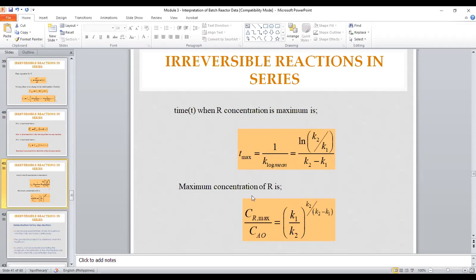Now, what is this maximum concentration of the intermediate? It could be solved using this ratio, or simply transfer CaO here, and you again have a formula that is dependent on the rate constants. Okay? That is the time when the intermediate is maximum, and the concentration of the intermediate when it is maximum.